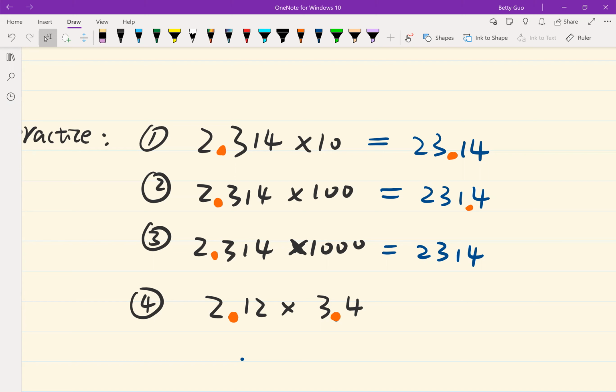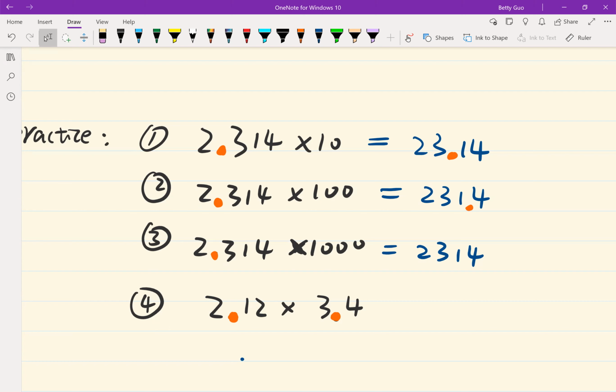And number two, if you multiply a decimal by 100, 100 is 10 to the power of 2, right? 10 squared. The exponent is 2. It's equivalent to moving the decimal point to the right twice. When you multiply a decimal by 1,000, we have 3 zeros in 1,000, right? Then that's equivalent to moving the decimal point to the right 3 times.